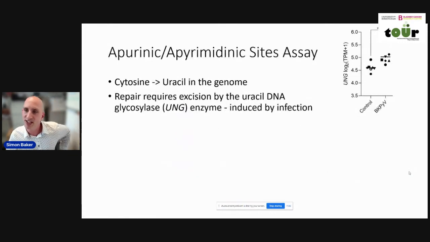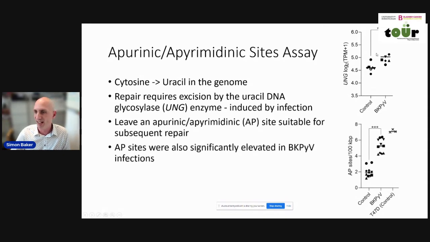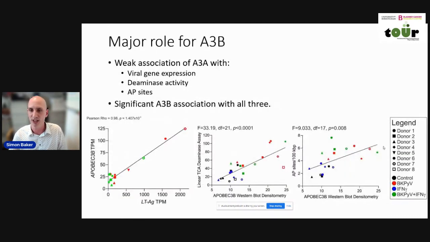So in the same way as was happening in our deaminase assay, in the host genome, Apobecs are turning cytosines into uracils, and then repair requires their excision by the uracil DNA glycosylase again. This is encoded by the UNG gene, and you can see that here was induced by infection. And it leaves an abasic site, or here we refer to it as an apurinic, apyrimidinic site, suitable for later repair. And we found again that the host genome was damaged. These AP sites are increased in the genome by infection. So we can show that viral infection induces Apobecs, and that damages the host genome.